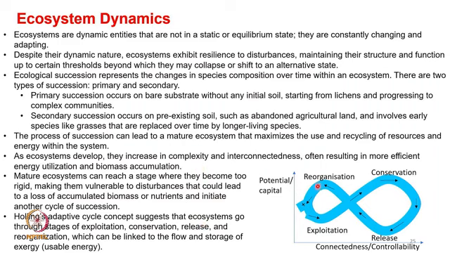So what we see here is Holling's adaptive cycle. That concept suggests that the ecosystem will go through various stages. One is of course an exploitation stage. Then there is a conservation stage, then there is a release stage, and eventually a reorganization, which can be linked to the flow and storage of exergy. So you can see eventually you would exploit an ecosystem, then you start conserving it, and eventually it starts releasing certain output and eventually reorganizes to form a particular structure.